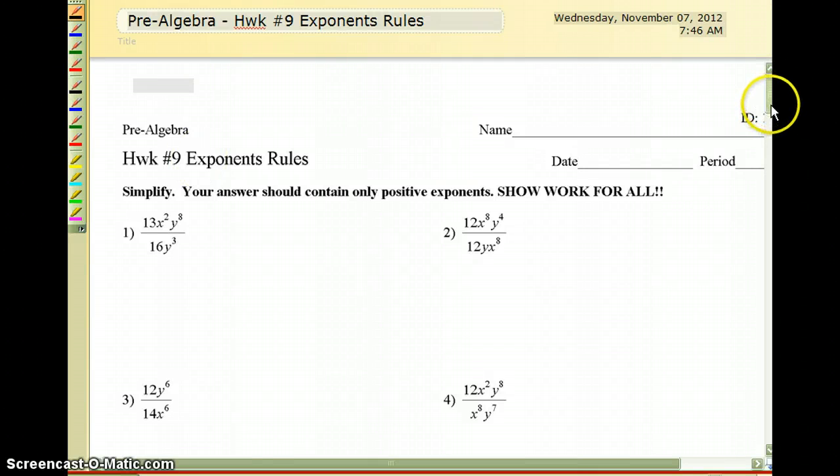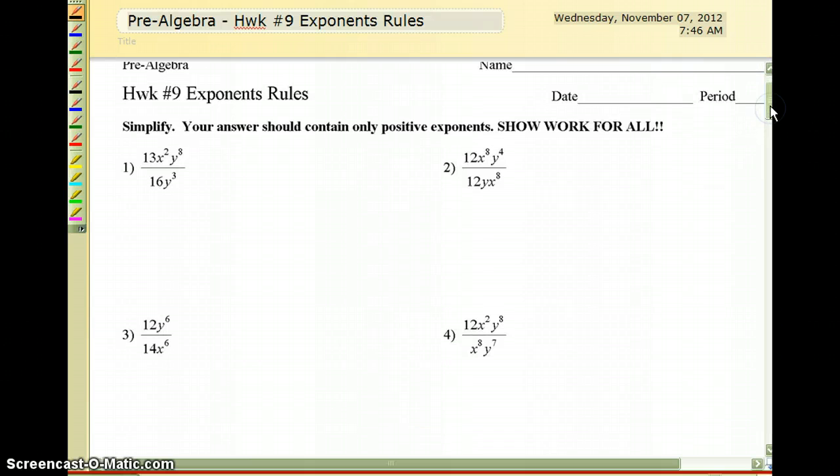Hi, we're going to be working on homework number 9 on exponent rules, and I'm sorry, in class we didn't go over very much of those rules with a short amount of time.